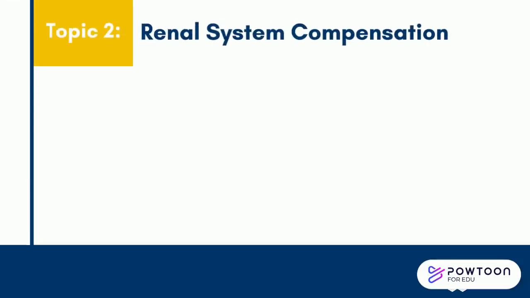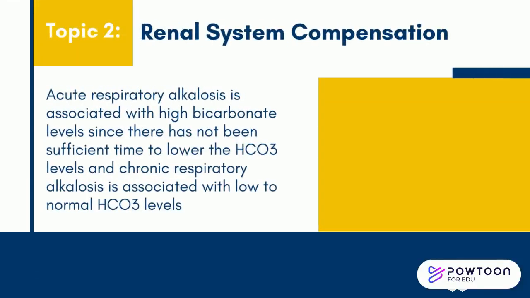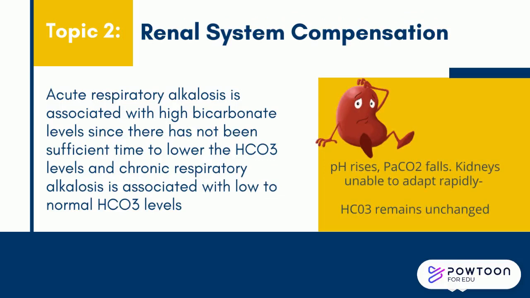Remember how I kept telling you that the renal system takes a little bit longer to compensate? And since most issues of respiratory alkalosis are acute issues, the renal system really doesn't have a chance to fix it, unless it's a chronic respiratory alkalosis, which is not very common.